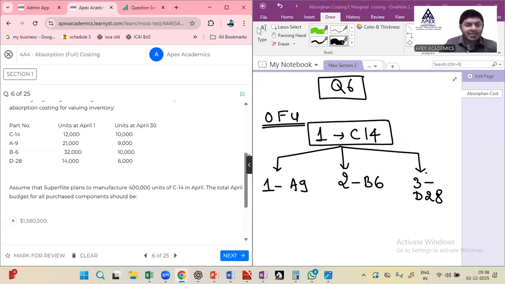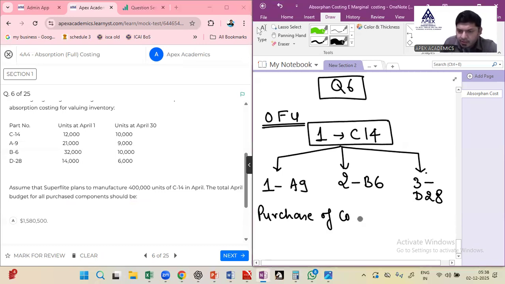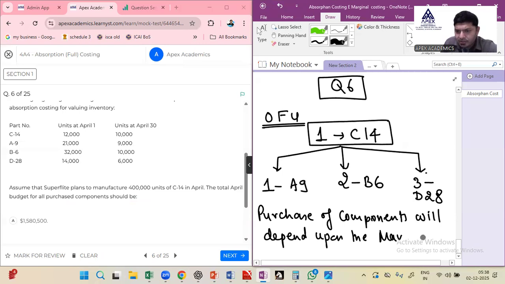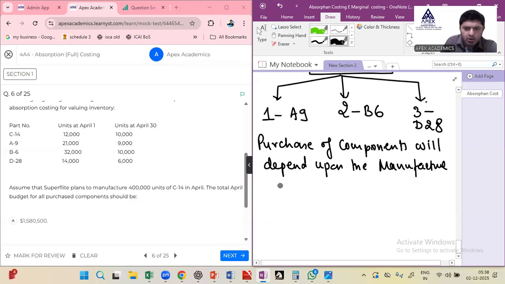It's something else. It's asking you to assume that Superflight plans to manufacture 4 lakh units of C14 in April. The total April budget for all the purchase components should be what? Very simple question actually. Please try to understand. The purchase of the components will depend upon the manufacture of your finished goods. This is a very important concept over here.